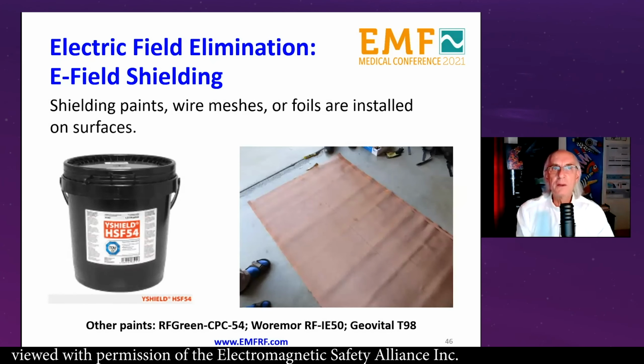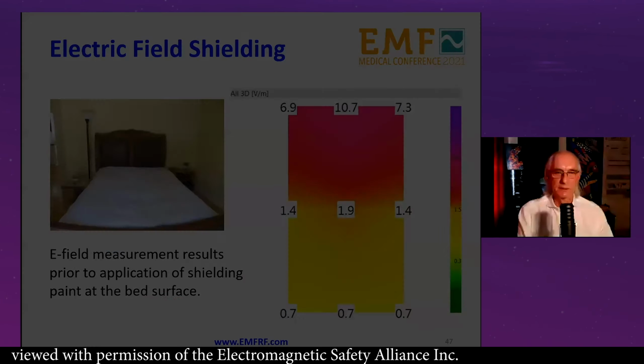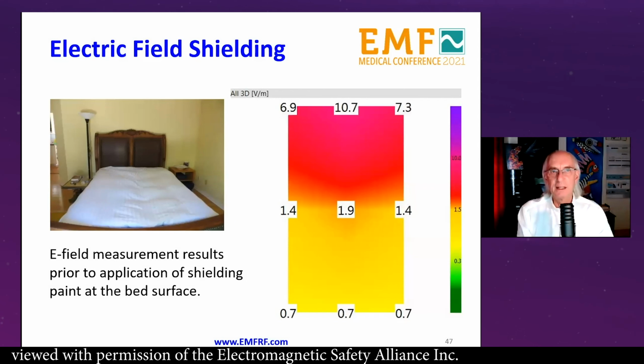So what other options do we have? Well, the same principle applies too. We could actually use the shielding material, and rather than wrapping it around the wire, we can put it onto the walls where the electric field is coming out of. And that can be achieved by using paints, by wire meshes, by foils. We attach them to surfaces. So let's look at a real life scenario where we actually do that in somebody's home.